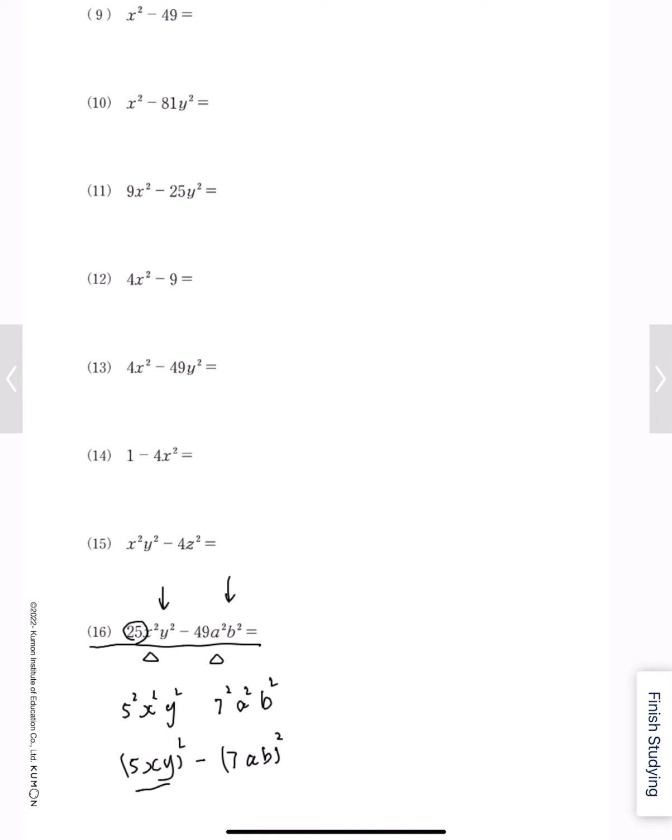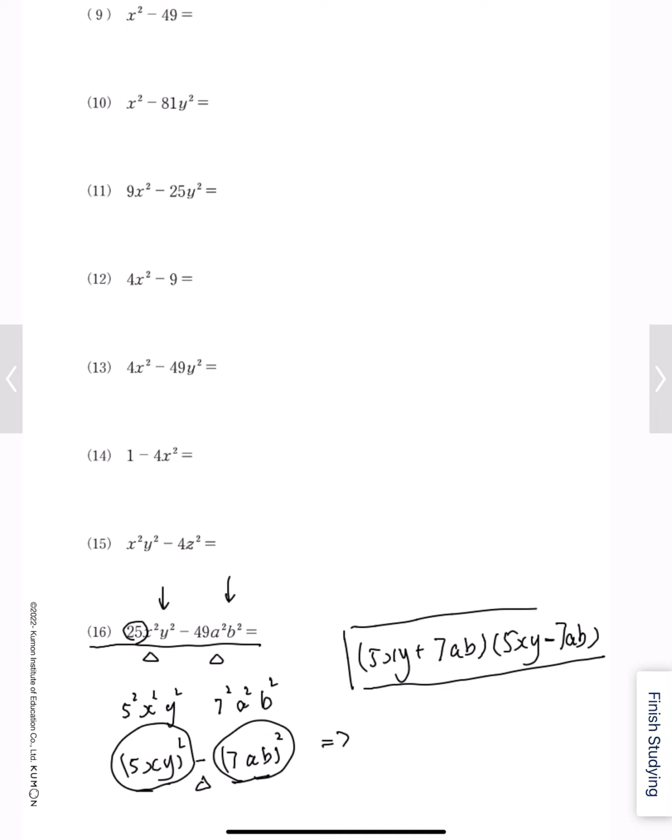I actually see that this is called difference of square, right? What's my rule again? What's my formula again? This number, which is 5xy, plus that number, which is 7ab, multiplied by this number, which is again 5xy, minus, oh, I almost made a mistake, 7ab. Is this the answer? 100%. This is all it wants you to do. It's just to see that if you have the detective eye, you can see the squares. So let's move on.